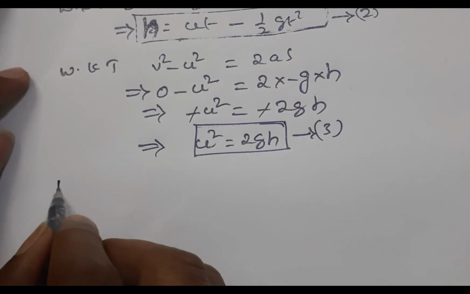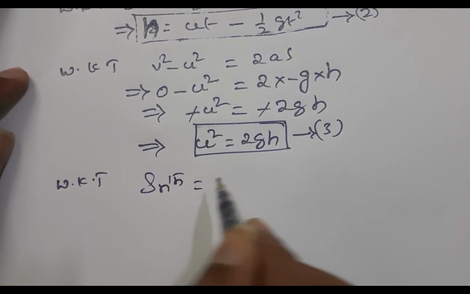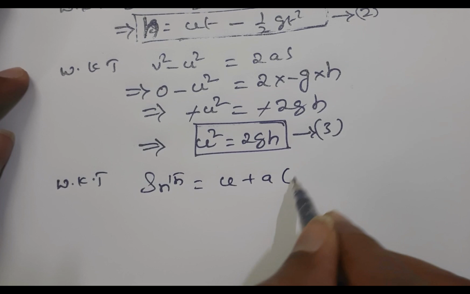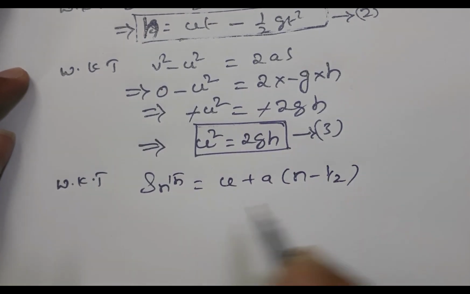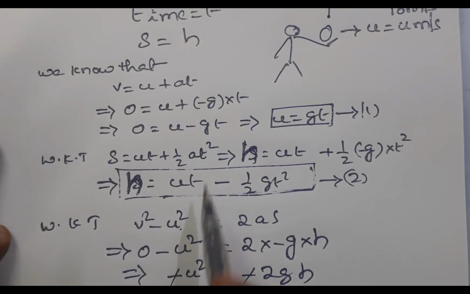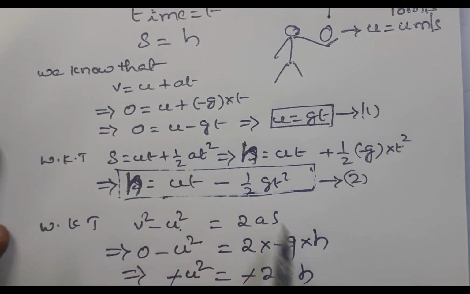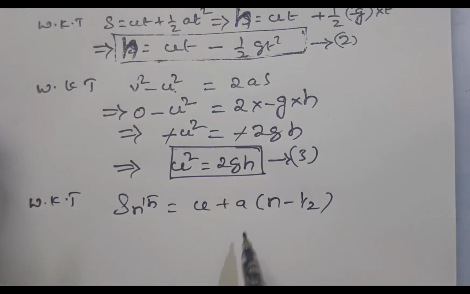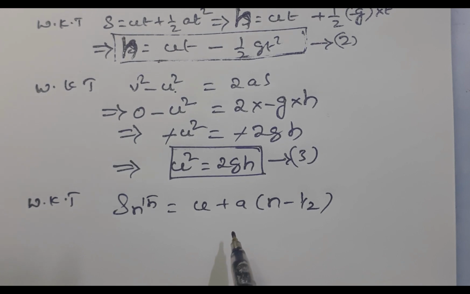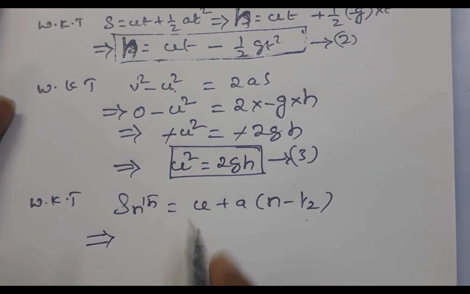And the fourth equation of motion, for this we know that s nth is equal to u plus a into n minus 1 by 2. The derivation of this equation, and the others, for a body moving on the ground in a straight line was explained in the previous videos. In the playlist on kinematics, or motion in a straight line, you can see the derivation of these equations too.